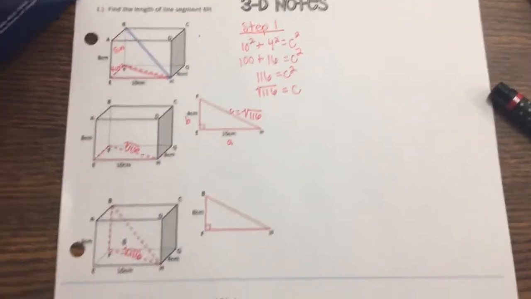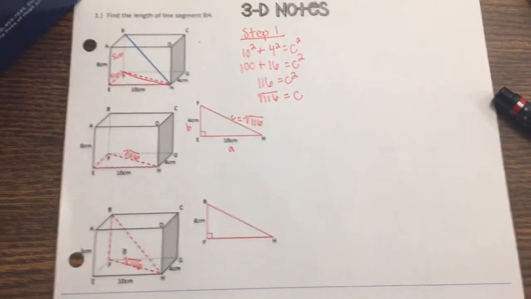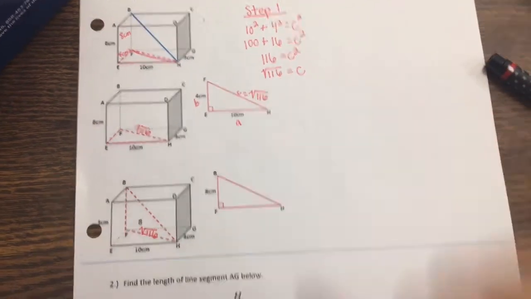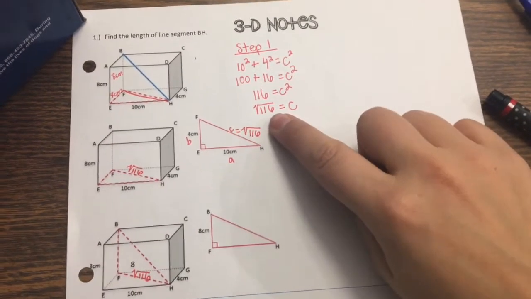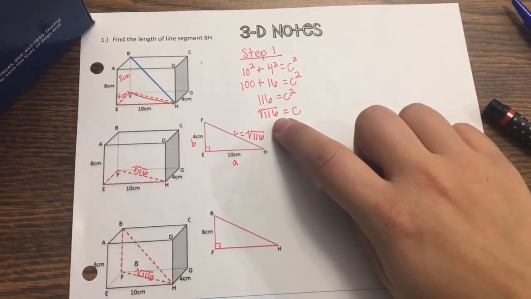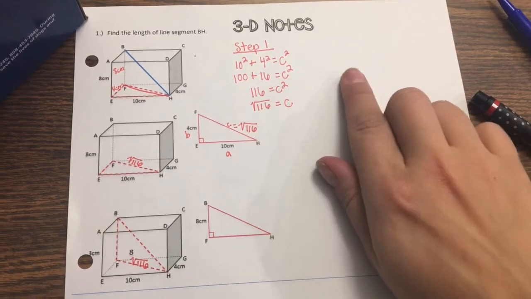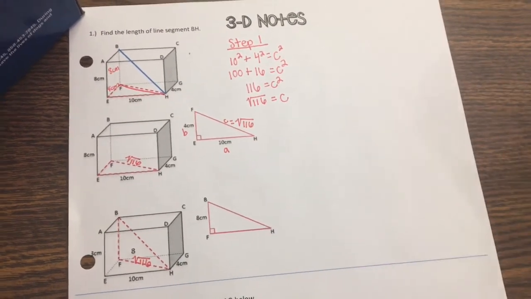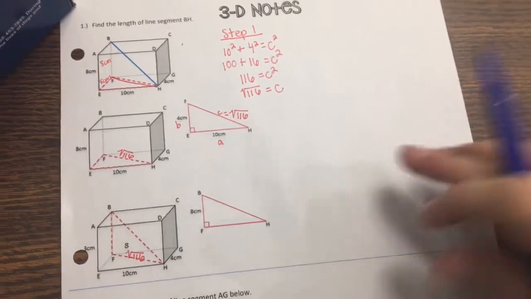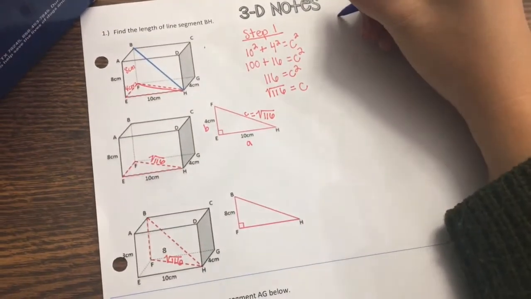Now, we have enough information, but I want to tell you this square root, you can put it in a decimal. But because we're going to square it in our next Pythagorean theorem, it will actually save you more time if you do not. So let's go to step 2.